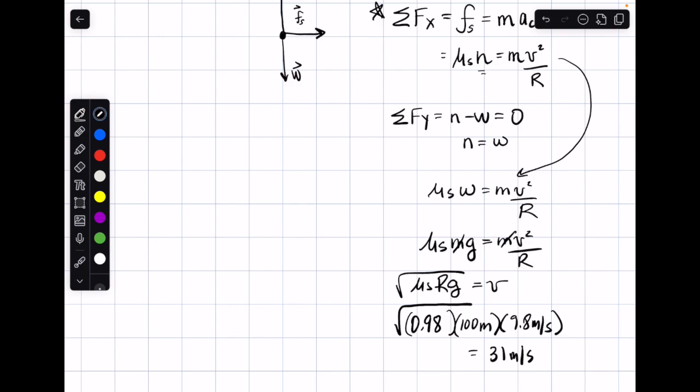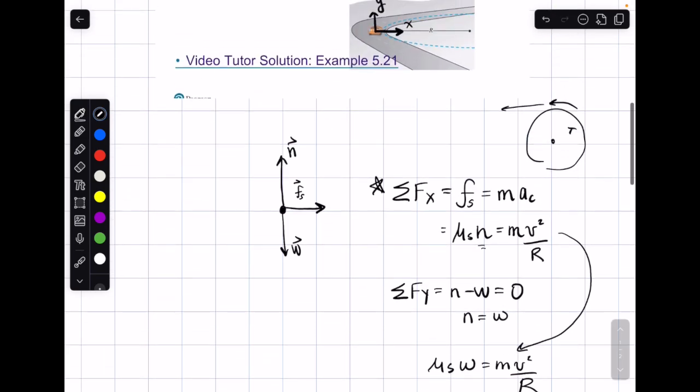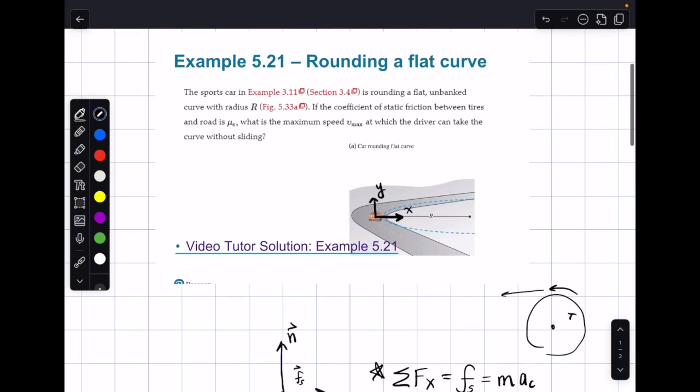And in miles per hour is roughly 70 miles an hour. So on a completely flat surface, we're able to drive a car as fast as 70 miles per hour without skidding out. In a circle, that is.